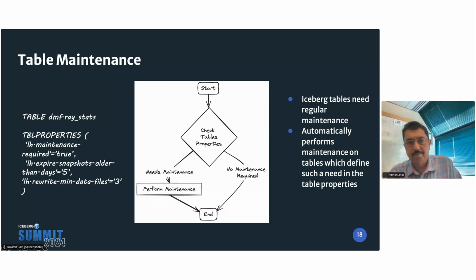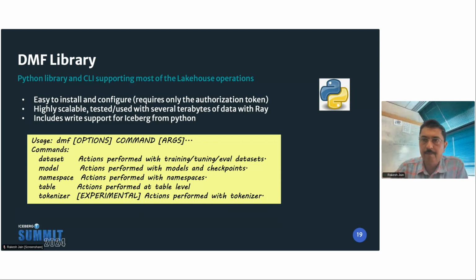So it's straightforward right now. It's working well for our needs. So that's the maintenance part of it. And I mentioned a few times that we have this Python library called DMF library, including a CLI, so you can do these kinds of operations. Of course, it's a Python library, so very easy to install. All you need is your token to interact with the DMF platform. The commands are like pull or push datasets, or list datasets, pull or push or list models, and the same with the tables and the namespaces.